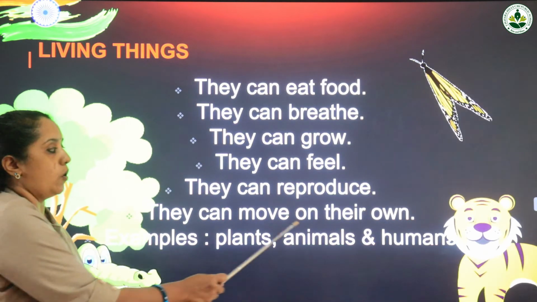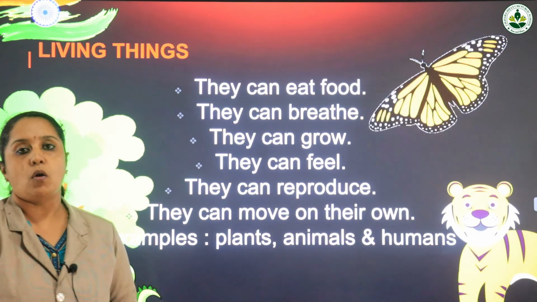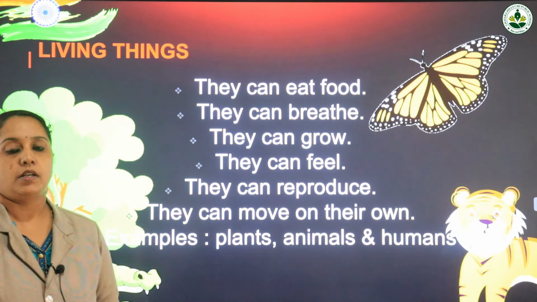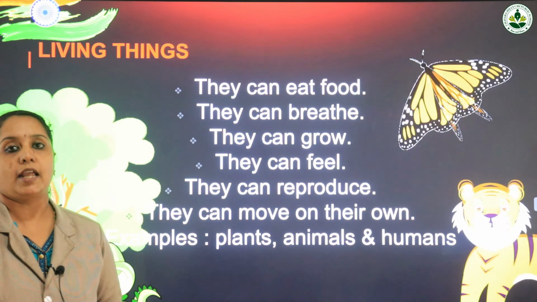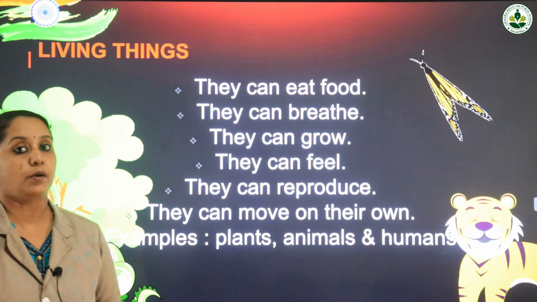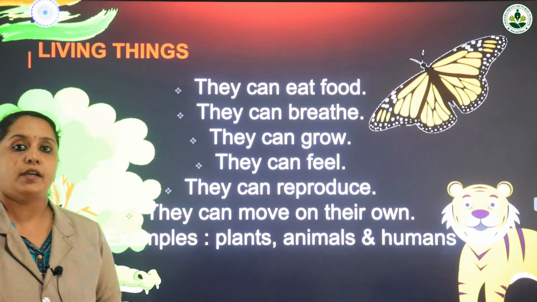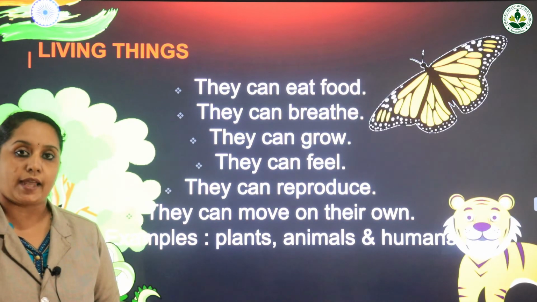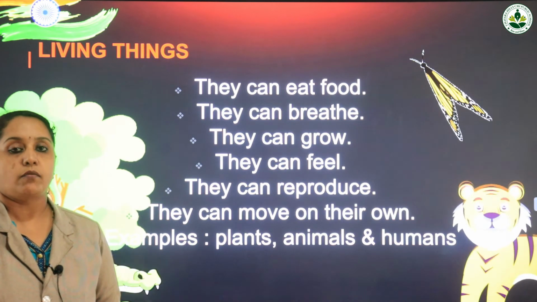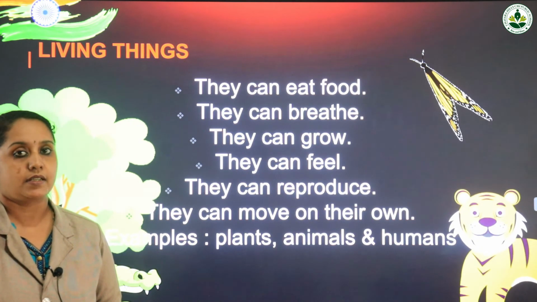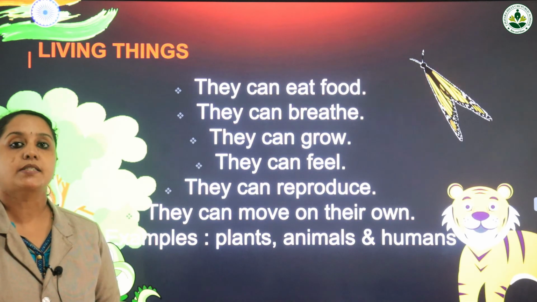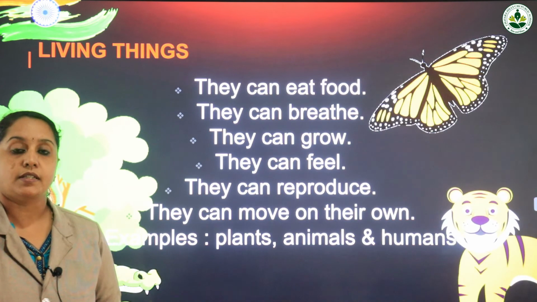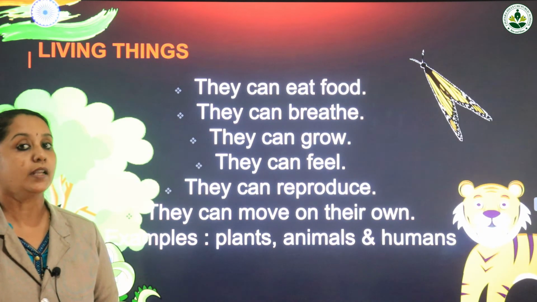Now they can move on their own. All living things are able to move on their own. Now tell me children, which is the organ that helps you to walk? It is your legs. What about a dog? A dog also has legs. What about a cat? A cat can walk with the help of its legs. What about birds? Birds can fly with the help of their wings. Now fishes, they swim in water with the help of their fins.